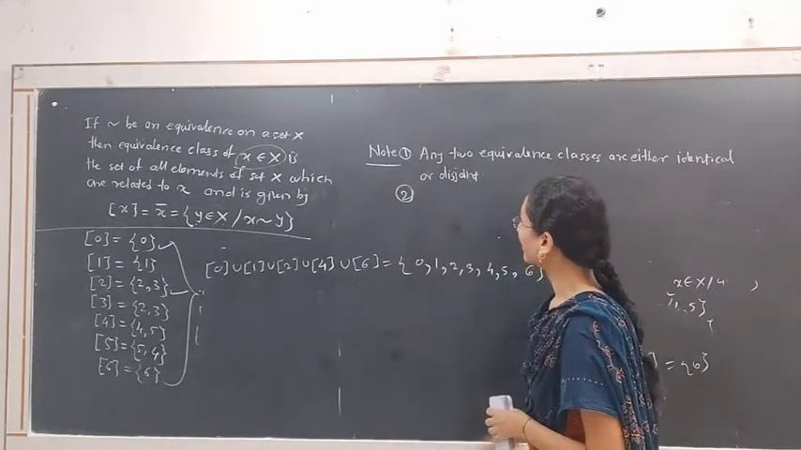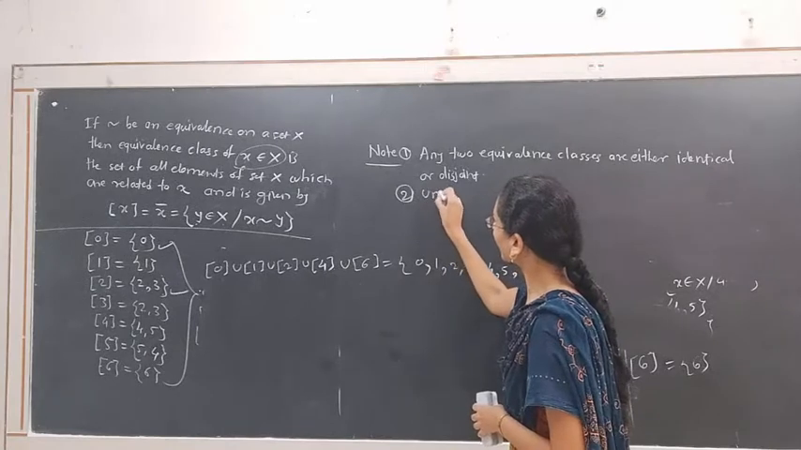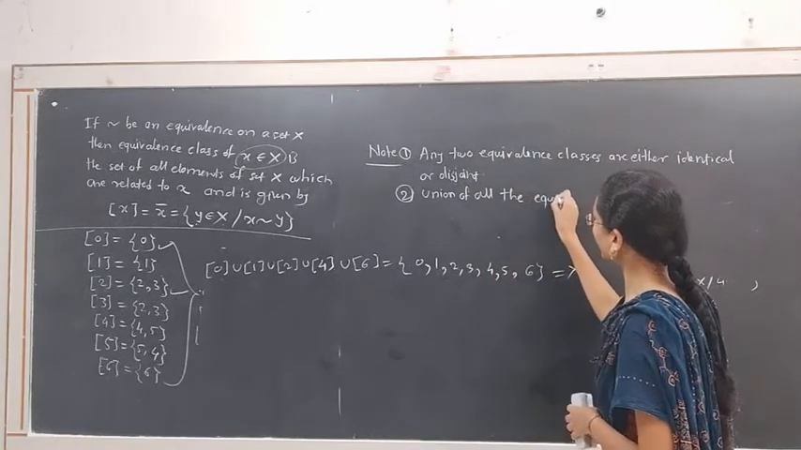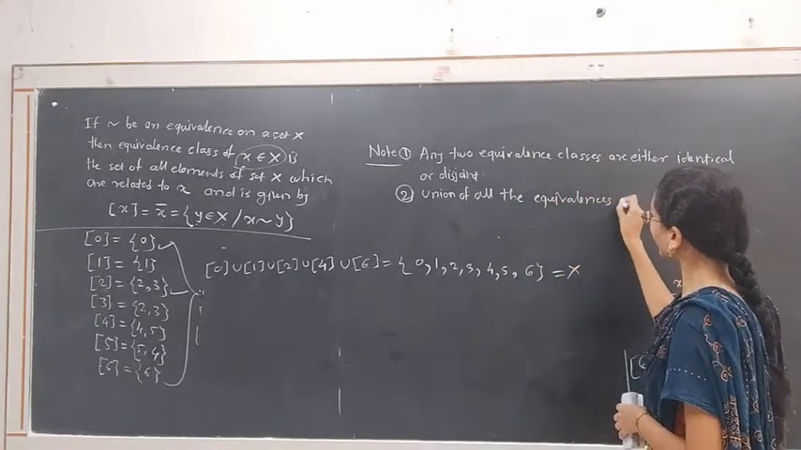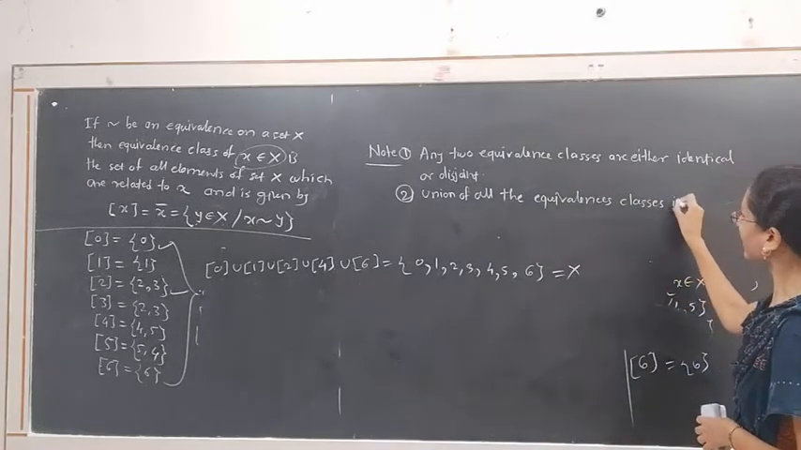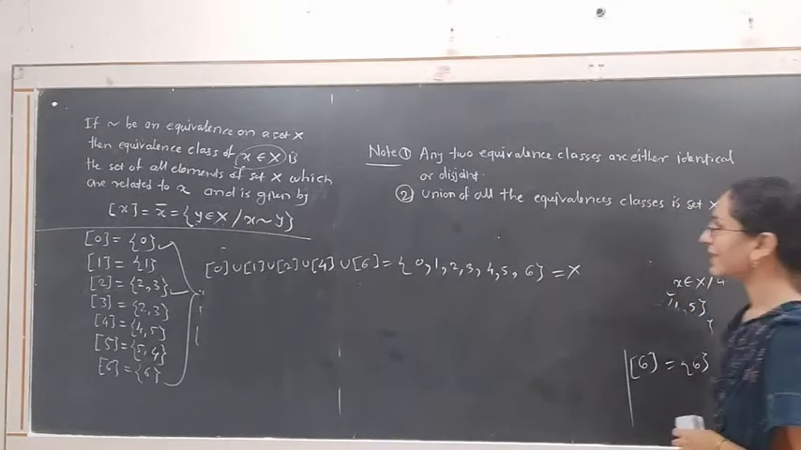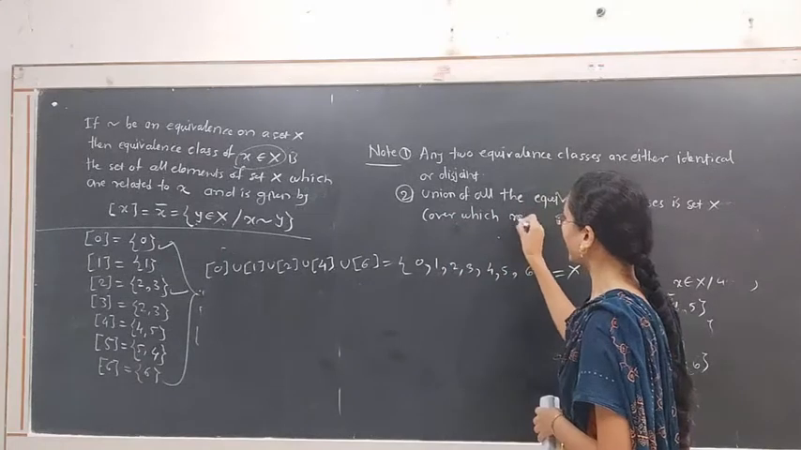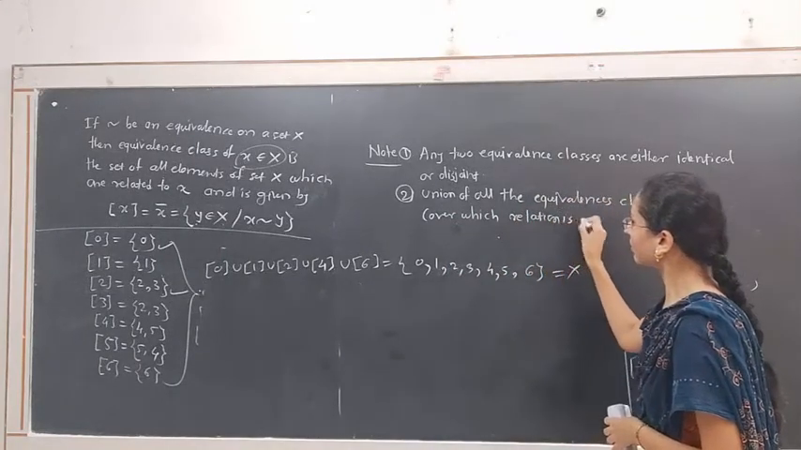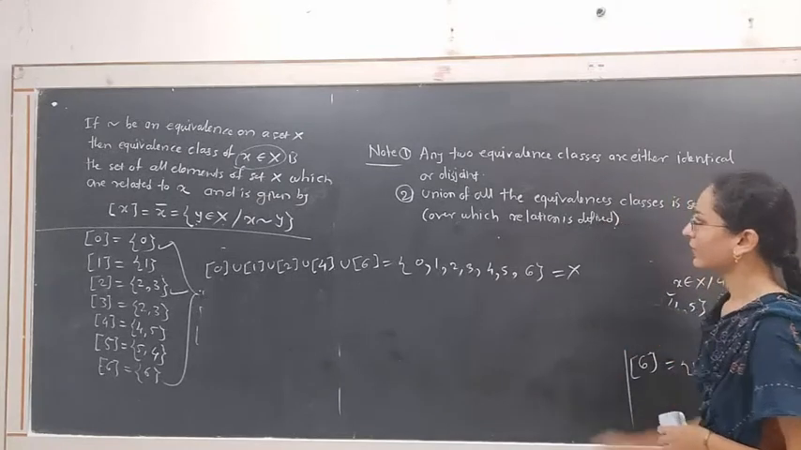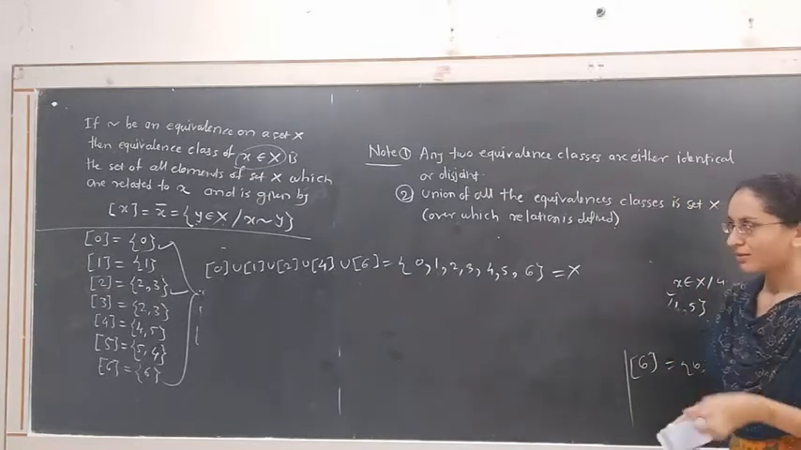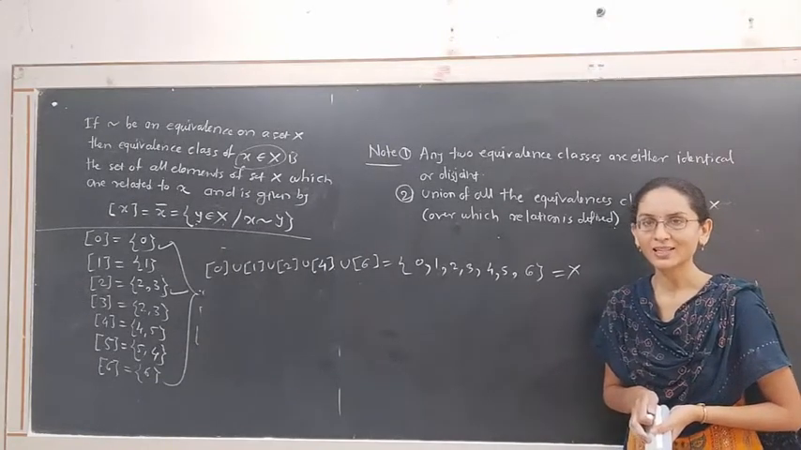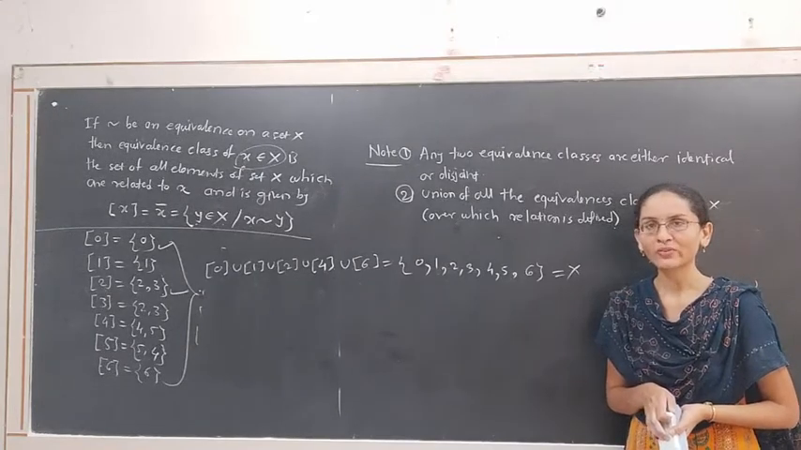In the second point, we say that the union of all the equivalence classes is set X, which is the set X over which the relation is defined. Hence we have, if the relation R is an equivalence relation, then we can find the equivalence classes of each element of the set X over which the relation is defined.